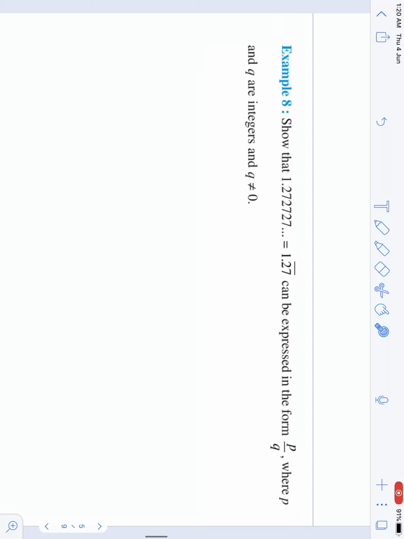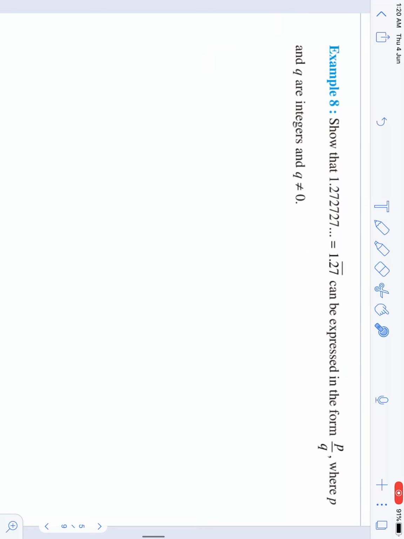Now let us consider the next example. It is given: show that 1.272727, that is 1.27 bar. Remember that here two digits are repeating itself, 2 and 7, so the bar will be present over both these digits. Now we have to represent this 1.27 bar in p upon q form. The same procedure we have to follow.